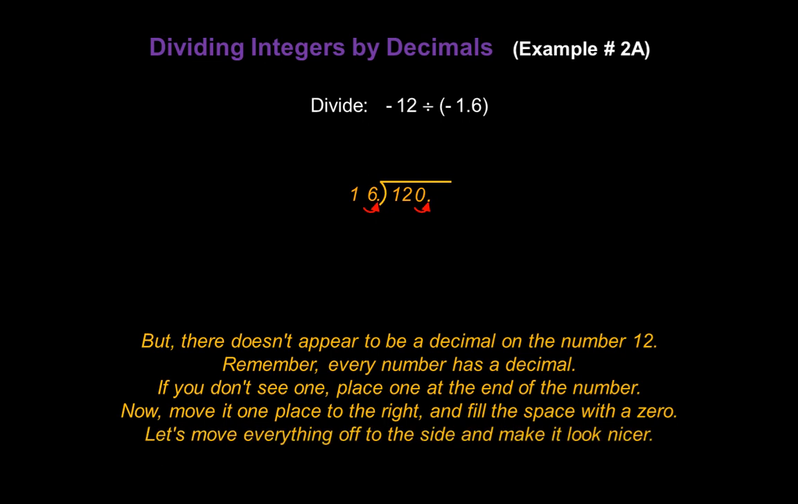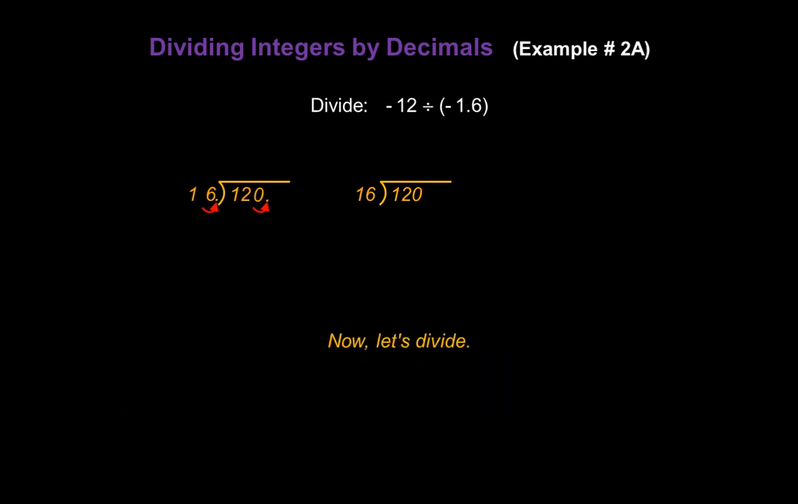Now let's move everything off to the side. I'll make it look nicer by rewriting it so we can start our division. I now have 120 divided by 16. And let's divide. 16 doesn't go into 1, it doesn't go into 12, but it does go into 120. How many times? If you said 7, very good, that's correct. 16 times 7 is 112. So we have a remainder of 8.